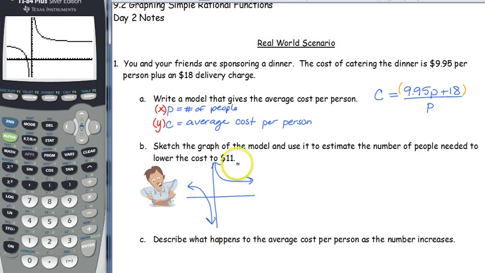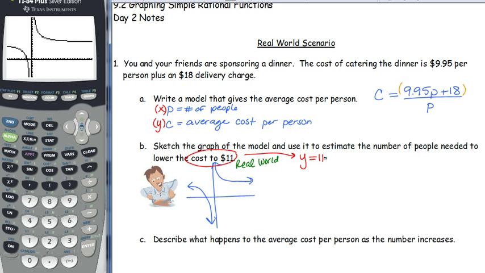We're going to focus our attention to this part over here. This is what's going to be representing the real world application. Since our X is the number of people, we can't have a negative number of people attending. So we're going to start with quadrant 1. That's representing what's possible, what's realistic in the real world. So we want to sketch the graph, which we did, of the model and use it to estimate the number of people needed to lower the cost to $11. If I am lowering the cost to $11, we want our Y value to be $11.